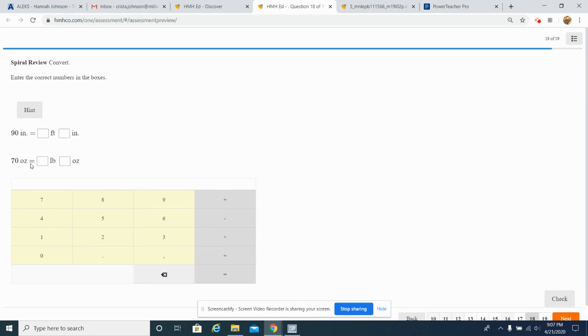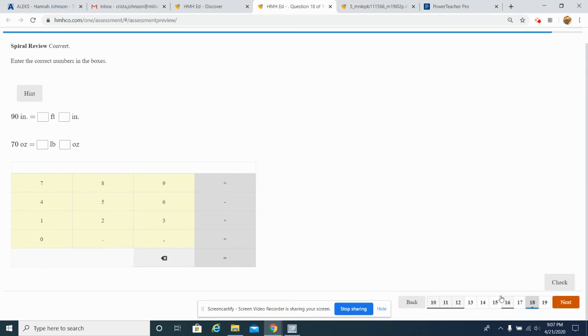Same thing with 70 pounds. We're going to divide it by, how many ounces are in a pound? We're going to divide it by 16. Our quotient on the top of our division problem goes here. Our remainder is what's left over in ounces.